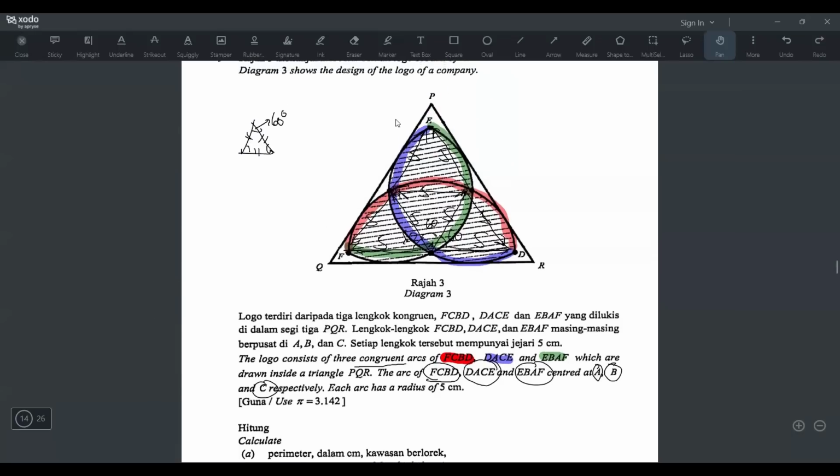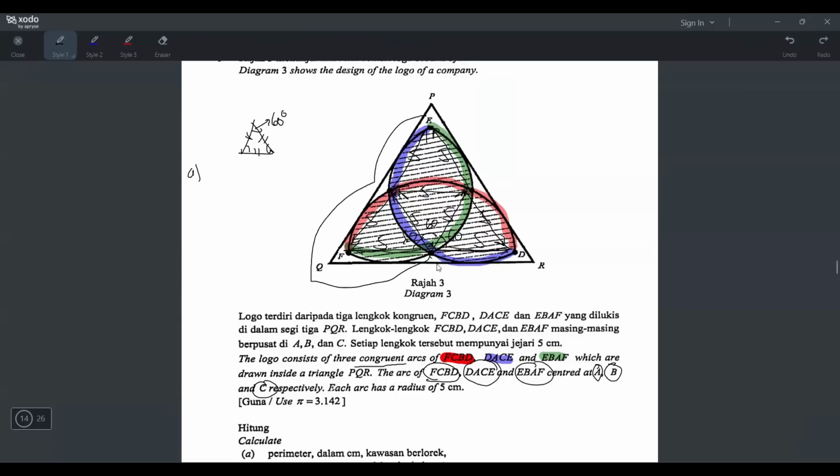So it means they want to find the perimeter of the shaded region. Okay, so I will do my A here. How to find the perimeter of the shaded region? We have to add this line, this line, this line, this line, this line, this line. Because perimeter means you only add the outside lines, right?